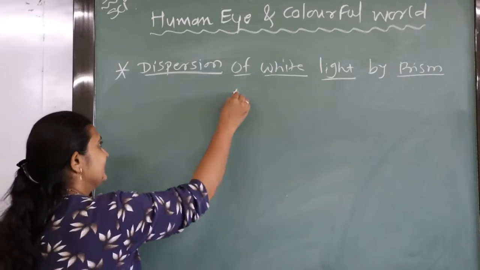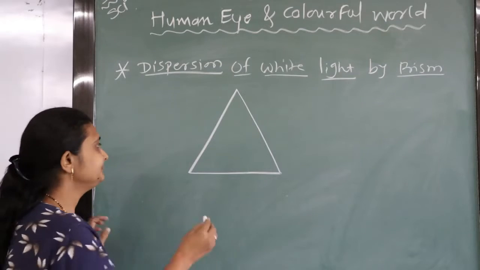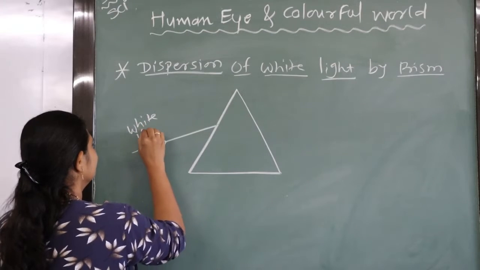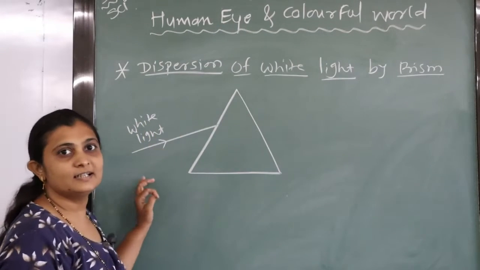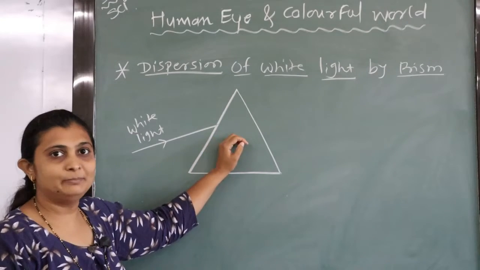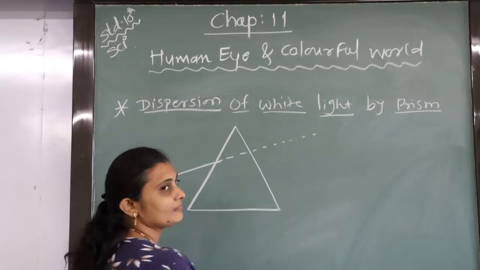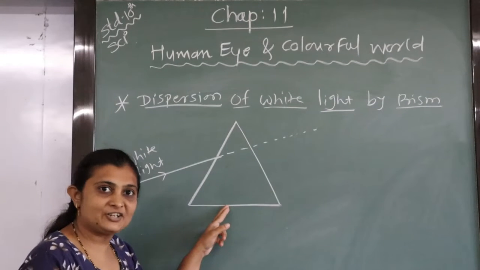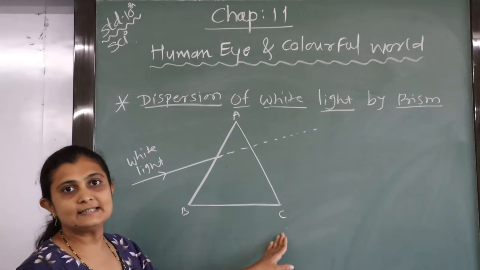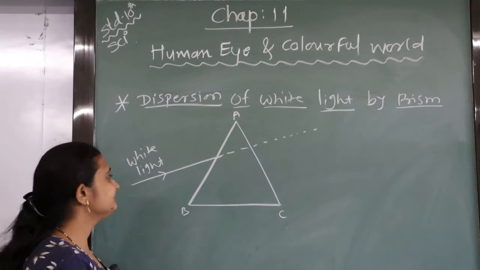Now consider prism, white light or sunlight incident on prism. Suppose if we don't keep the prism, then this is the direction of incident ray. But due to prism there is a refraction on surface AB and on surface AC. Two times refraction happen.